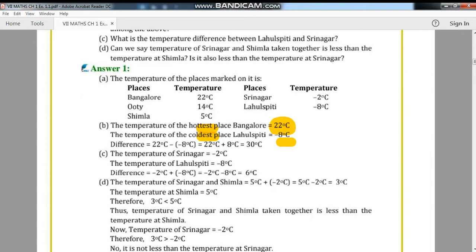While taking the difference, we will take 22 minus (minus 8). So minus minus will become plus, and at the last we have to do the addition of these two as it has become plus. So we will get the answer as 30 degrees Celsius. In the same way, you have to find out the rest of the sums.